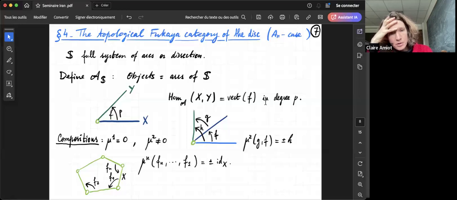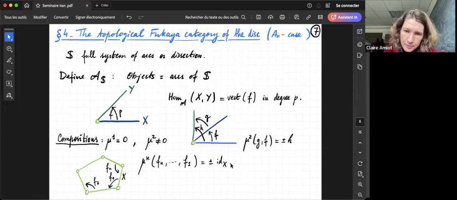And now I have to define my compositions. Here mu1 will always be 0, and mu2 will be like the composition of angles in the following description. If I have three arcs like this, light blue, dark blue, and green, and I have one morphism F, then one morphism G, then the composition GF will be the angle between the light blue and the green arc. Well, with a sign, but we don't really care about the sign today.